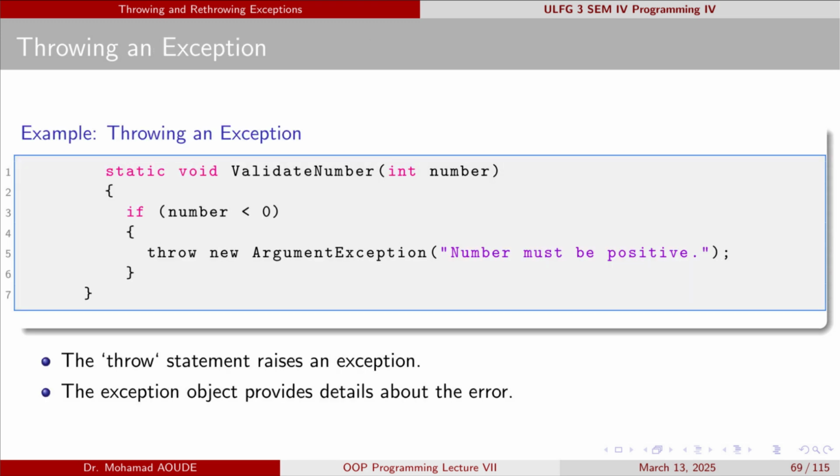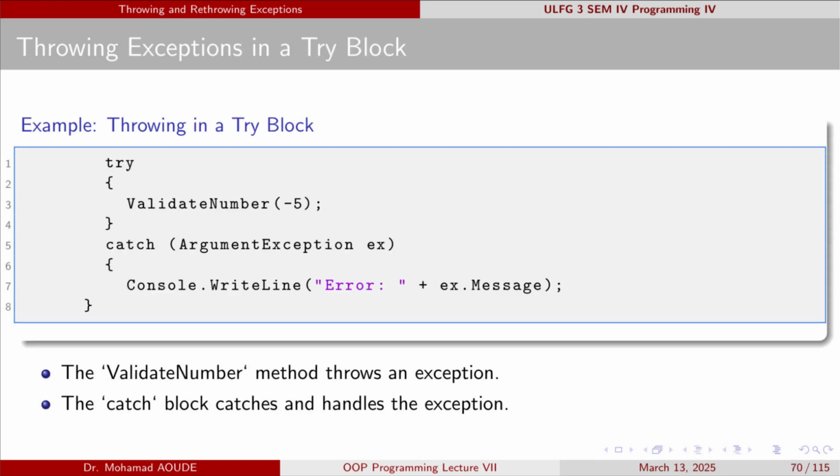Here's a method, ValidateNumber. If the input is negative, it throws an ArgumentException. This is how you enforce rules and guard against invalid data. In this example, ValidateNumber is called in a try block. If the method throws an exception, we catch it and display a friendly message. This illustrates where to throw and where to catch.